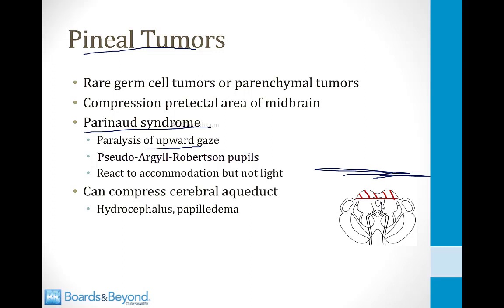Also, because these tumors grow right near the cerebral aqueduct, which I'm circling over here on this picture on the right, they can compress that aqueduct and obstruct CSF flow. This will give you hydrocephalus and papilledema. So the thing to remember about pineal tumors is that they cause Parinaud syndrome and hydrocephalus. And that concludes our module on brain tumors.